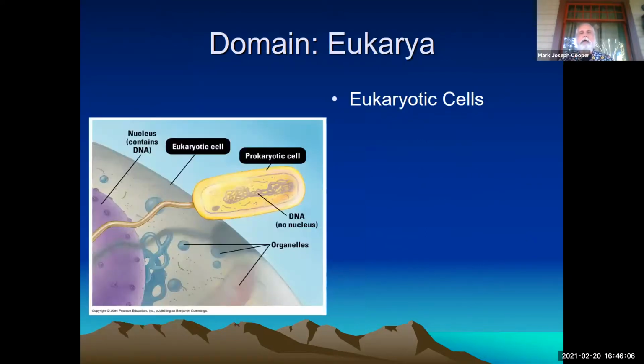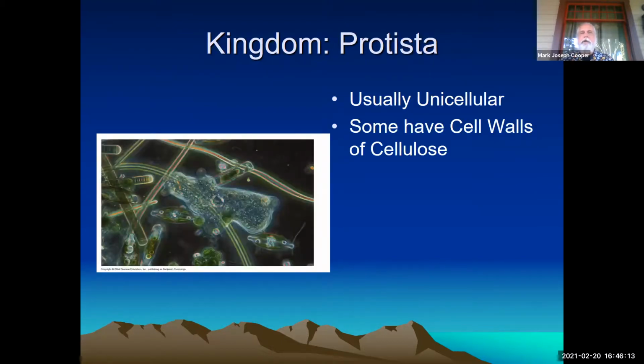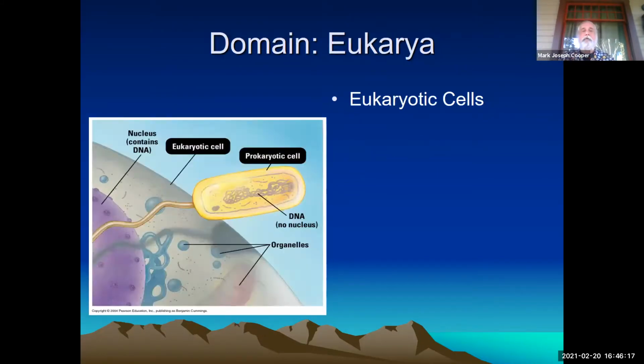All right. So again, just to make sure we understand this, the domain Eukaryota, they have eukaryotic cells. And so again, they would have a membrane around the nucleus, and they also have some of the organelles. And they're pointing at a mitochondria and some vacuoles, it looks like, in that picture. Okay.